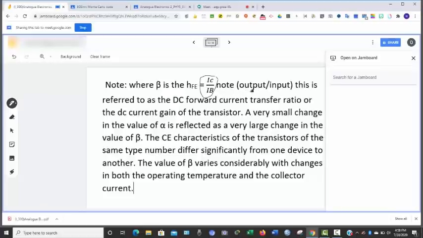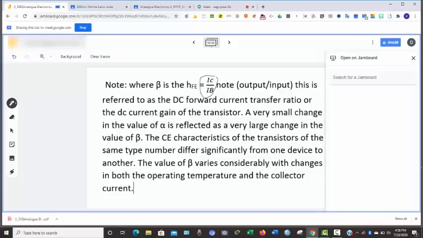And I said note, output over input. In physics, we always use this. When we say efficiency, it is output over input. When we talk about magnification, it will be image height over object height. And image is our output, object is our input. So when you are talking about efficiency, magnification, current gain, it will be what we have in the output over what we are putting in. And this is referred to as beta.